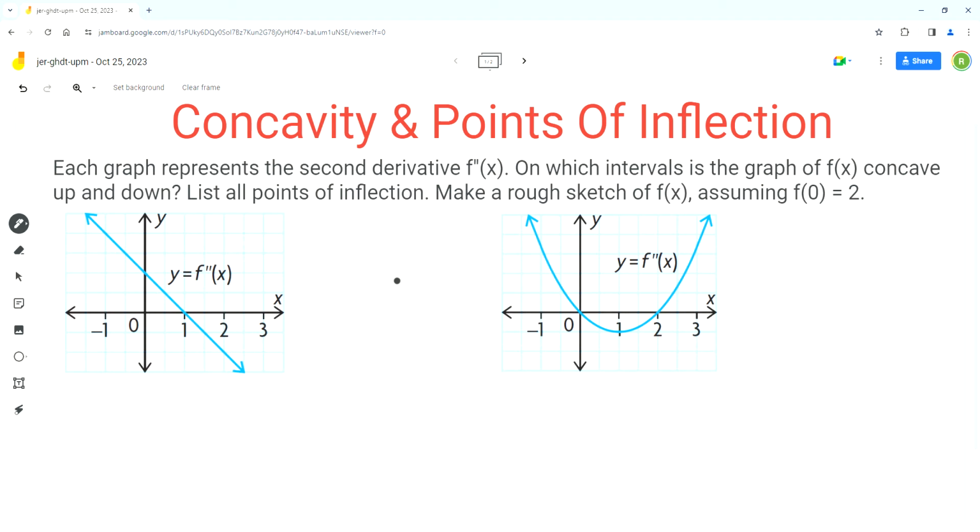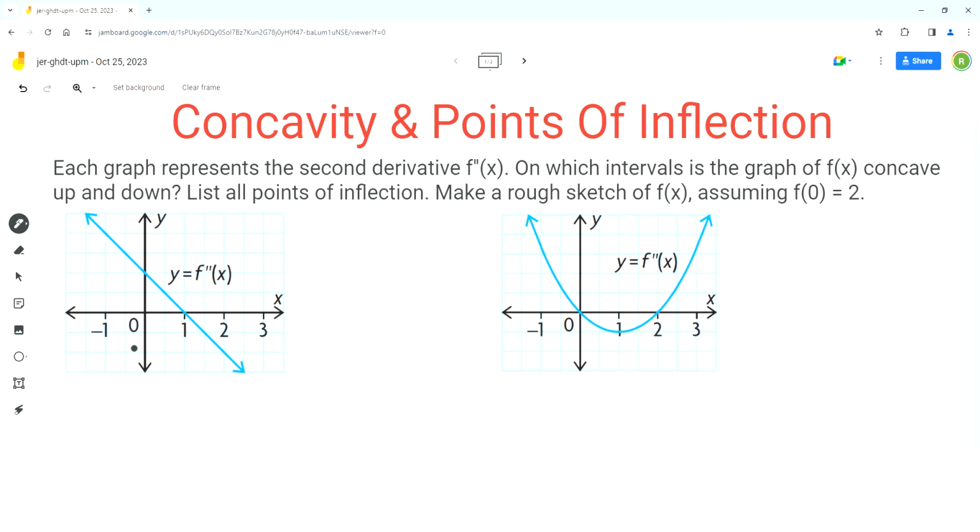So in this video, we'll solve this problem using the concepts of the second derivative. As per the problem, each graph represents the second derivative, f double prime of x. On which intervals is the graph of f of x concave up and down? List all points of inflection and make a rough sketch of f of x, assuming f of 0 equals 2.